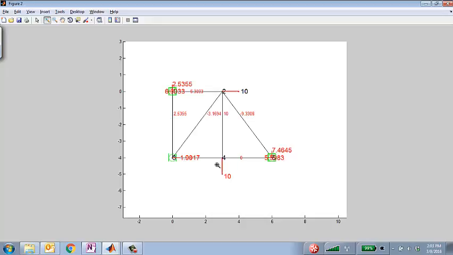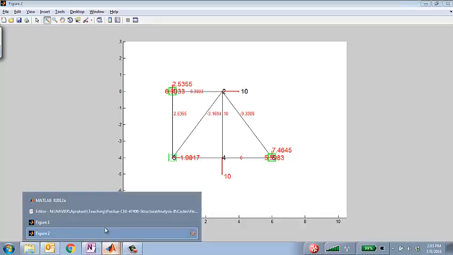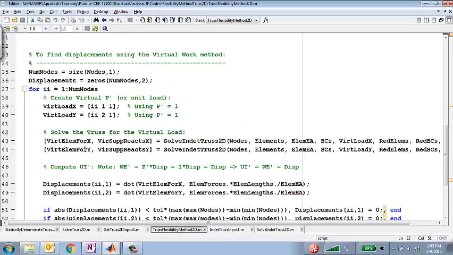How do I do that? Virtual work. That's exactly what we did for the determinate trusses. The virtual work method does not care whether it's a determinate truss or an indeterminate truss. If I want to find the displacement at 2, apply a unit load at 2 in the y direction. Same thing, do that for all the nodes in this problem. Essentially, that's exactly what's going on.